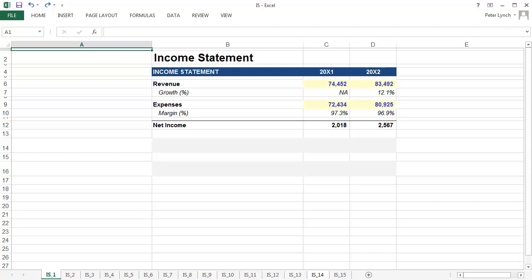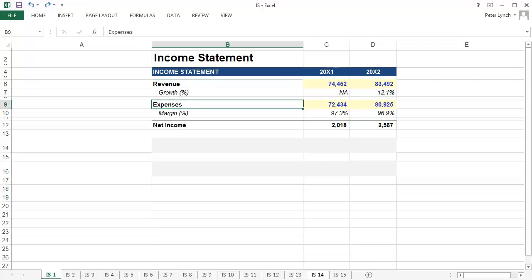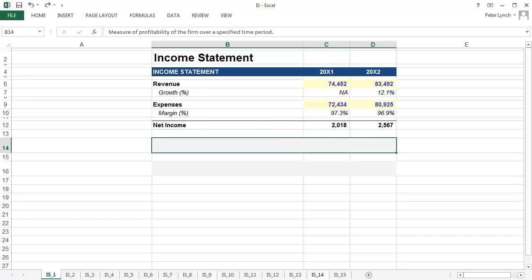Alright, in this video we're going to be going over the income statement, which shows a company's financial performance over a period of time. In its most concise format, the income statement shows a company's revenues, which can be defined as money or payments a company receives for goods or services sold, less expenses, the cost of providing those goods or services, to arrive at net income. In this way, the income statement provides a measure of profitability of the firm over a specified time period.